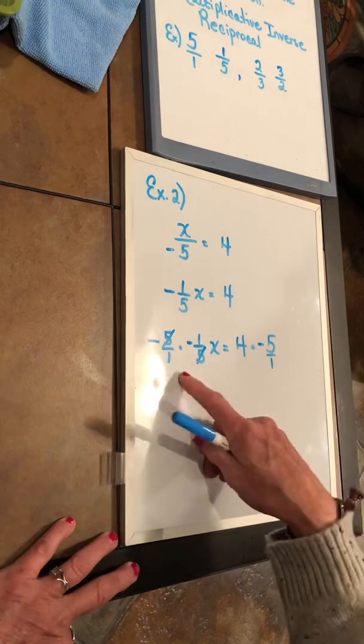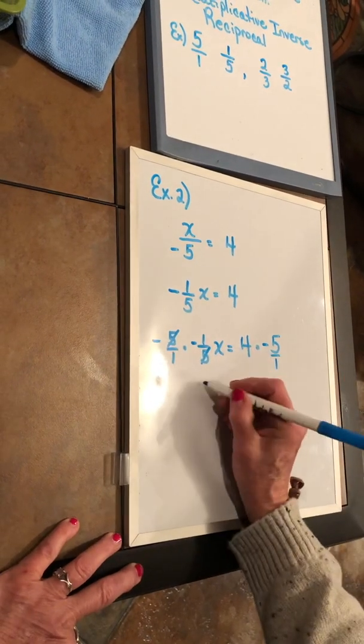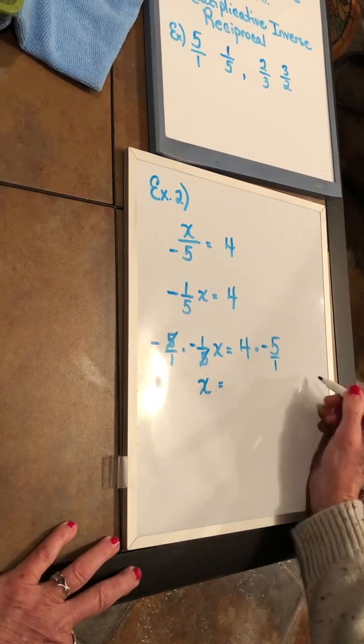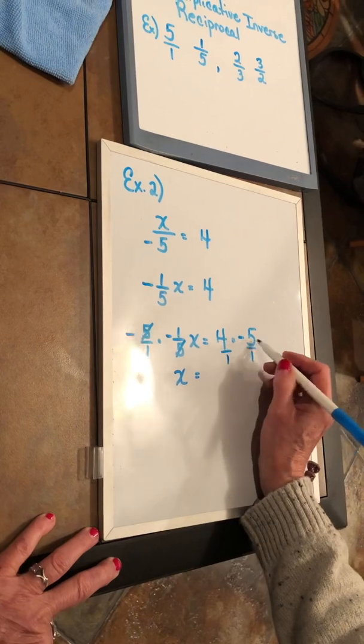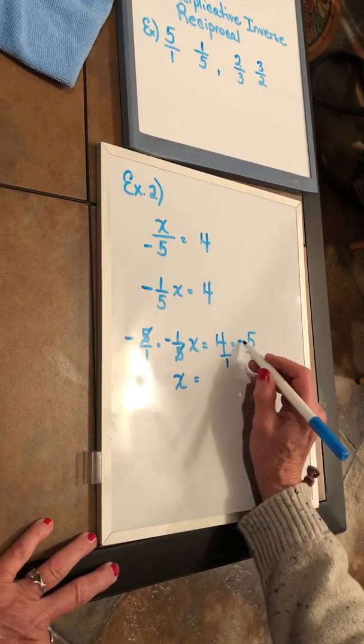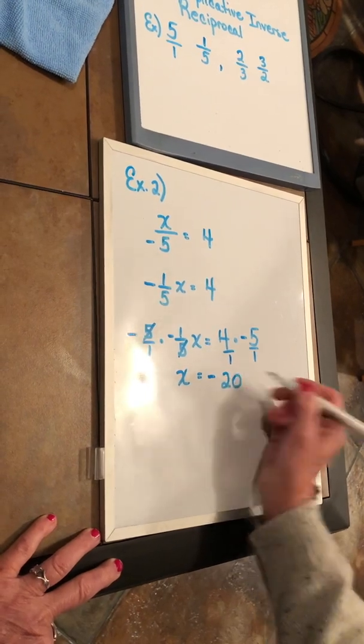Remember our rule for multiplication and division. If the signs are the same, the answer is positive. So this will keep it a positive x. Here, I can put that over 1. 4 times 5 will be 20. I have a negative times a positive, so it'll be a negative 20, okay?